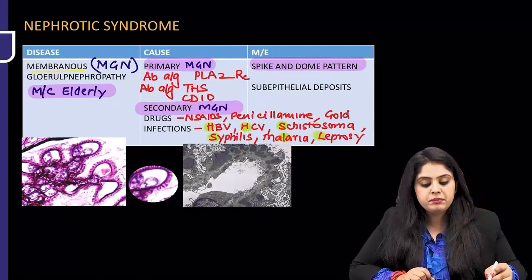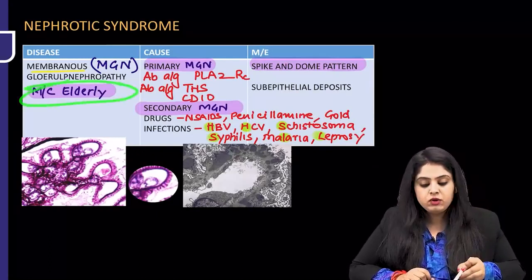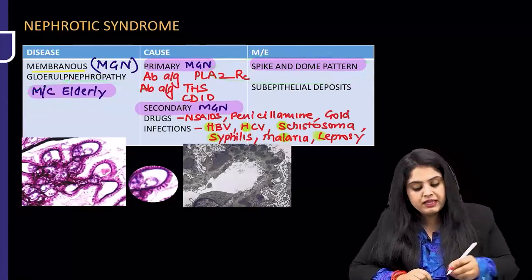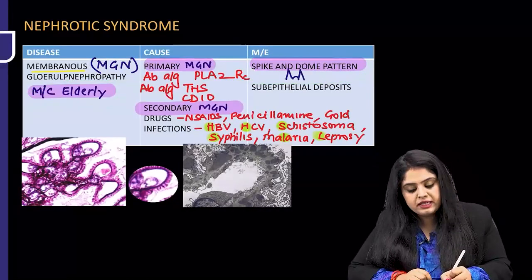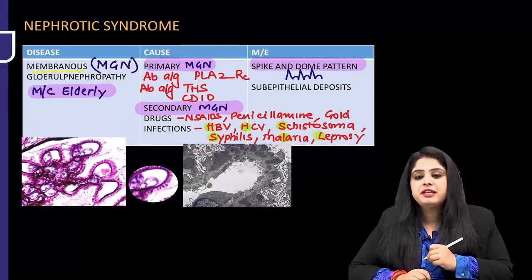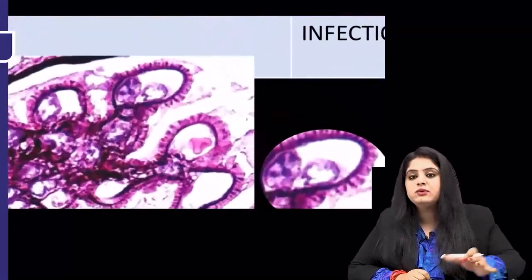And what are you going to see? Peak of the age pe dikhega, peak of the pattern dikhega. So you will see the spike. So there will be a spike and a dome, spike and a dome. Spike and dome pattern dikhega. Looks a little like ECG. So what is this spike and dome pattern? You can see that over here.